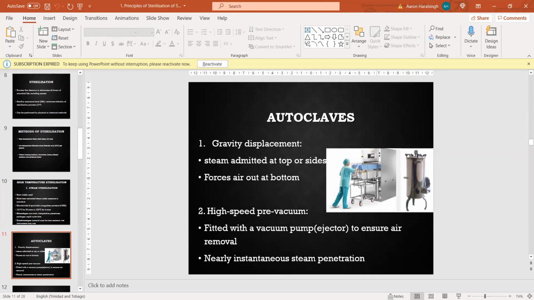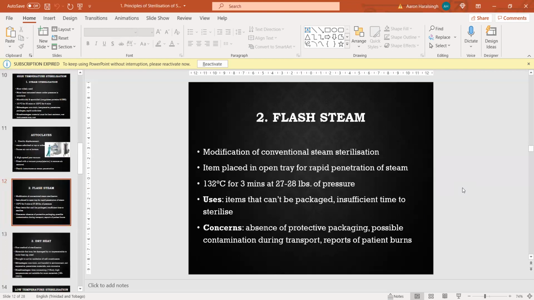And they work in one of two ways. So we have the gravity displacement type and the high speed pre-vacuum type. The gravity displacement type basically pushes steam in from the sides or from the top and then forces the air out of the bottom. So there's a top to bottom sort of flow. In the high speed pre-vacuum type, there's an ejector which sucks air out, which allows for nearly instantaneous steam penetration.